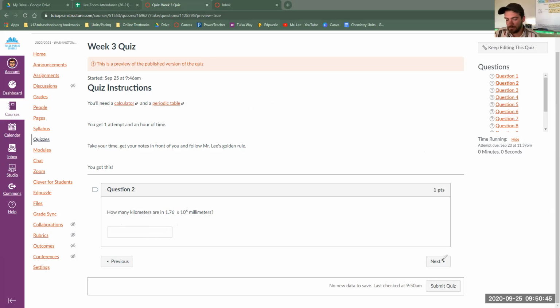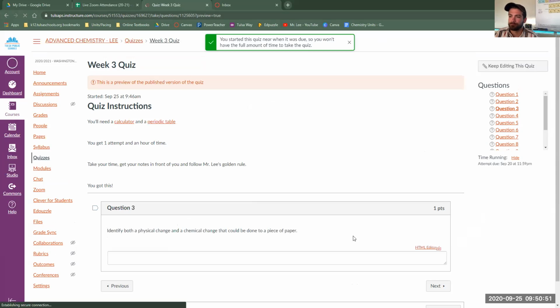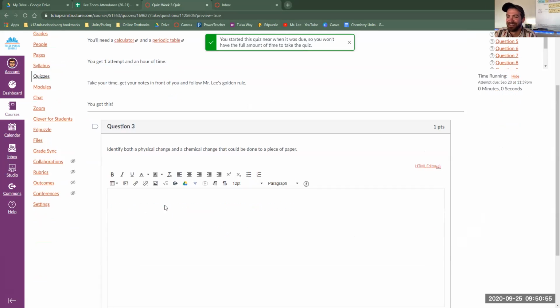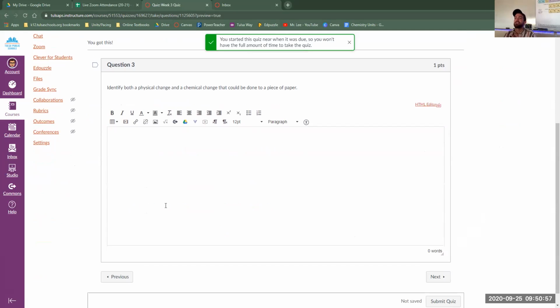But continuing on, clear all my drawings, let's go. Continuing on. Identify both a physical change and a chemical change that could be done to a piece of paper. This one was pretty easy, straightforward. I think most people got this one correctly.